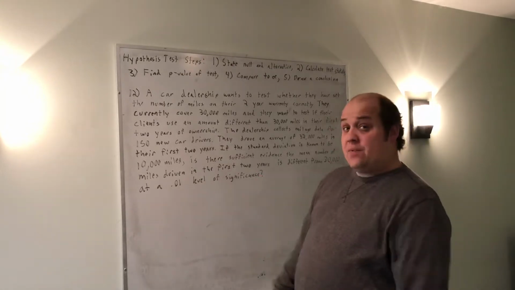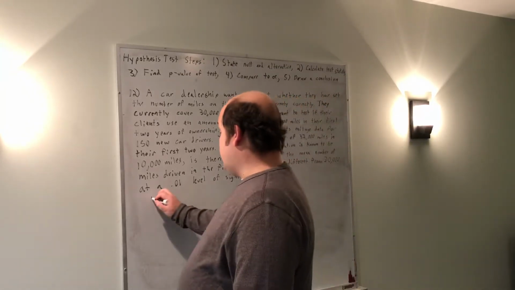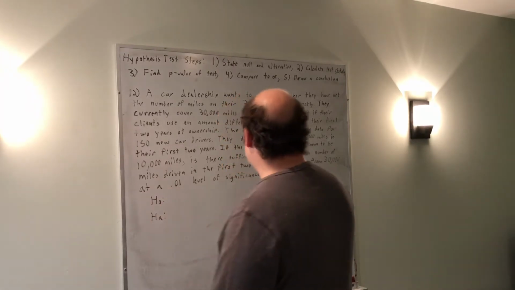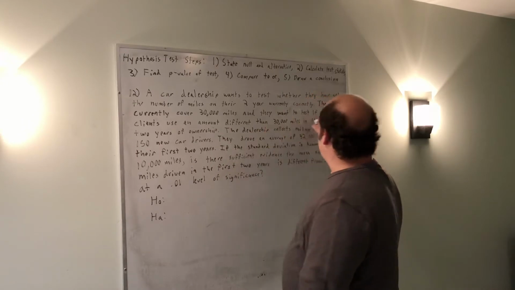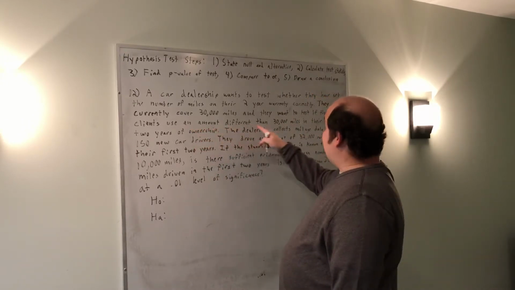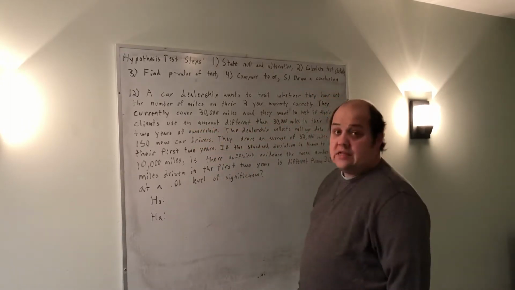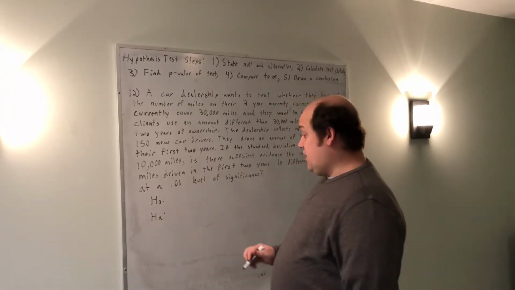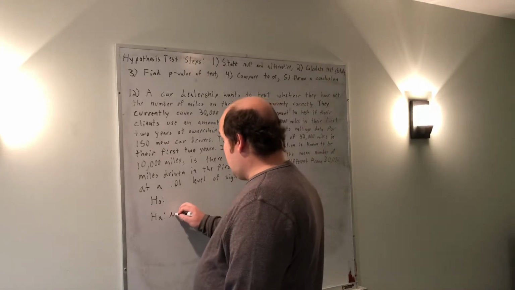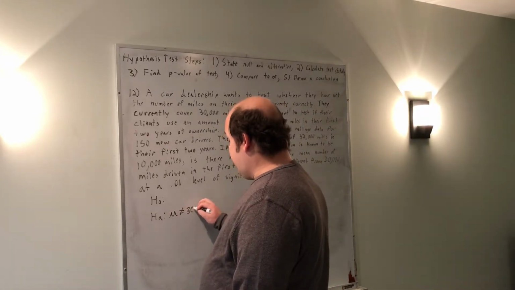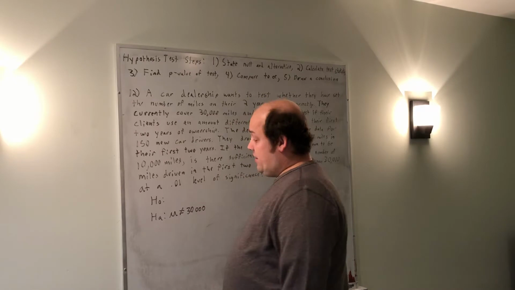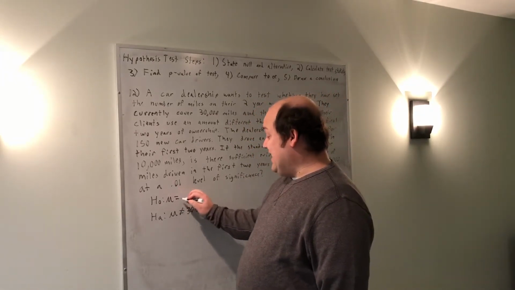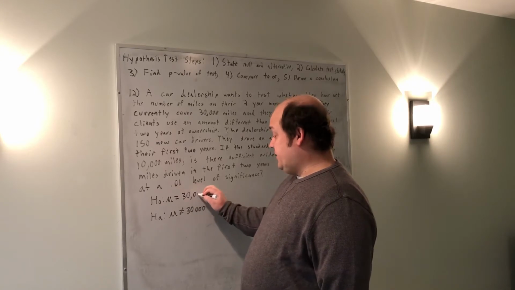So from that, I have to pull out my step 1, which is a null and alternative hypothesis. In this case, the alternative hypothesis is given to me from this line where they say they want to test if their clients use an amount different than 30,000 miles. They don't say they're trying to see whether they use more or less. They're leaving either open. For that reason, the mean is not equal to 30,000 should be my alternative hypothesis. My null would then be the mean is equal to 30,000.